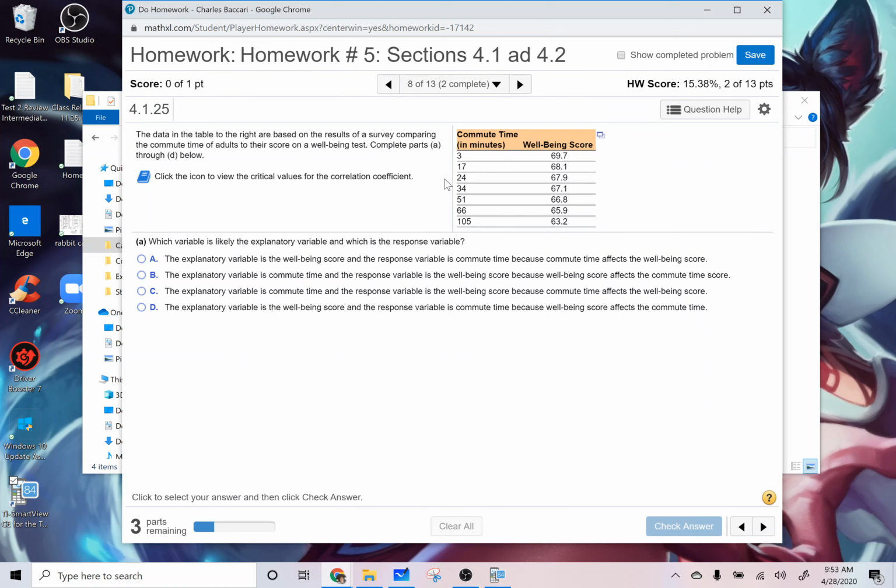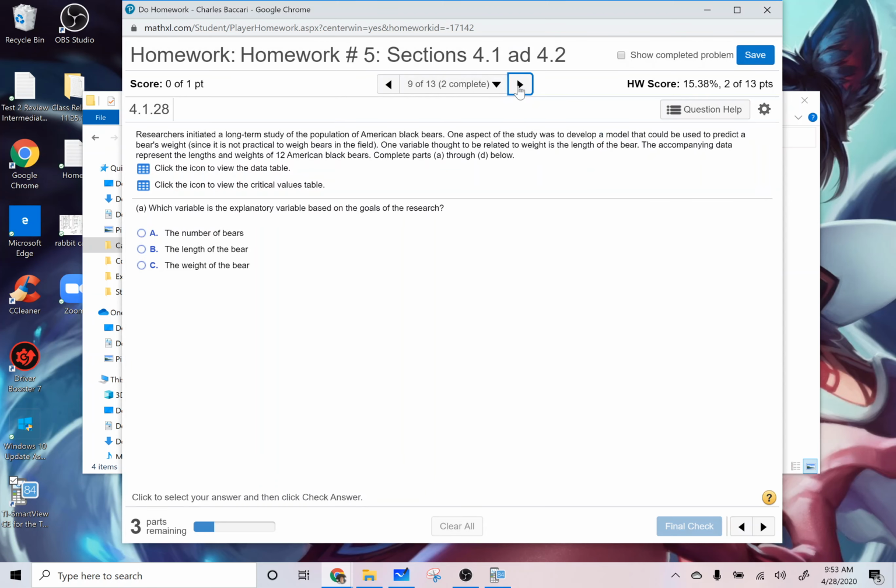Next, we've got data table. Obviously, go ahead and pick which one's the explanatory and which one is the response variable. And so you guys can go through and do that. This one, they give you 2 charts. Don't forget to look at them.